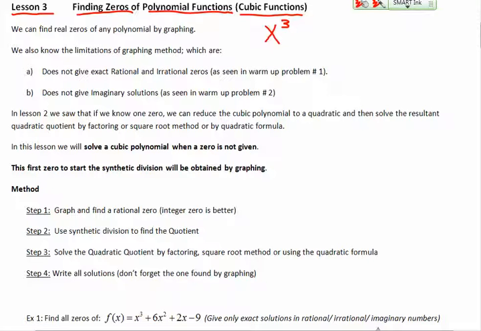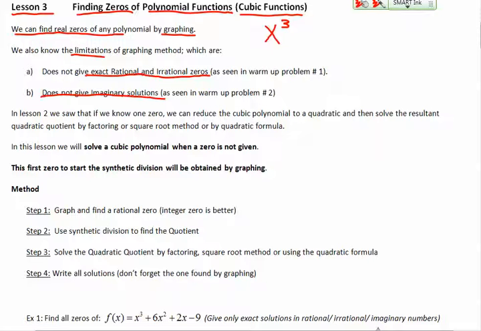We know that when we're trying to find zeros, we are finding solutions to the polynomial. One method to do that is by graphing and seeing where that graph crosses the x-axis, right? So we can find real zeros of any polynomial by graphing. But there are limitations of graphing: we can't get exact rational and irrational zeros, mainly irrational zeros, and it doesn't give imaginary solutions. So if there are imaginary solutions, I'm not going to be able to look at the graph and see where it crosses the x-axis for the solution.